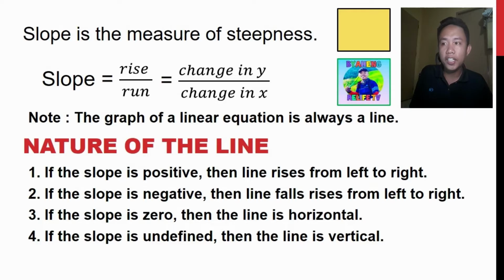So, for the general recall natin, so guys, tandaan nyo, ang slope ay measure ng steepness. So, slope is the change of y over change of x or the rise over run. Tapos tandaan nyo, ang graph lagi ng linear equation ay isang line. Tapos, meron tayong apat na nature ng line. Kapag positive siya, it rises from left to right. Kapag negative siya, it falls from left to right. At kapag siya ay horizontal, ang slope niya ay 0. Kapag naman ang slope niya ay undefined or no slope, siya po ay vertical line.